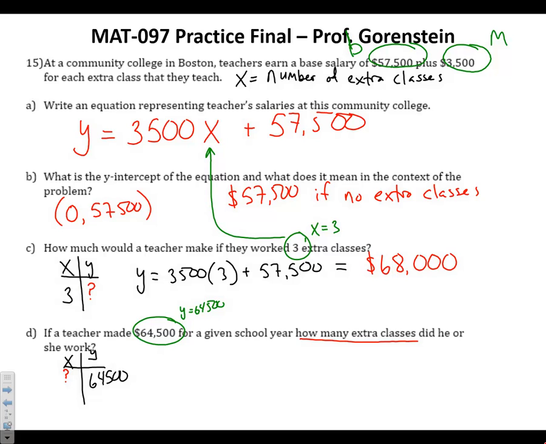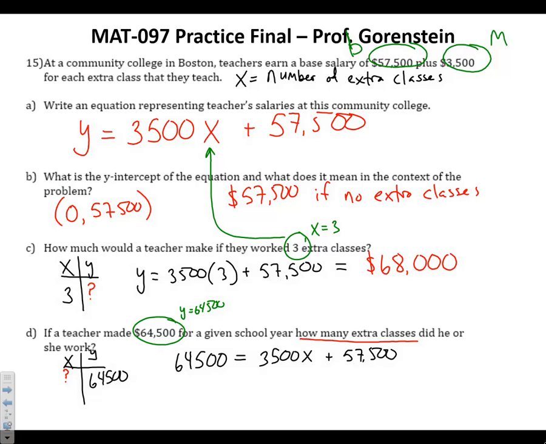So if we plug 64,500 into y in our equation from part A, so that equation is the relationship between x and y. If you know one, you plug it into that relationship, you could solve for the other one. So 64,500, that's the y value, is equal to 3,500x plus 57,500. And now solve the equation for x.